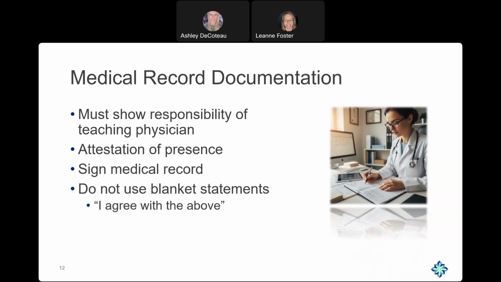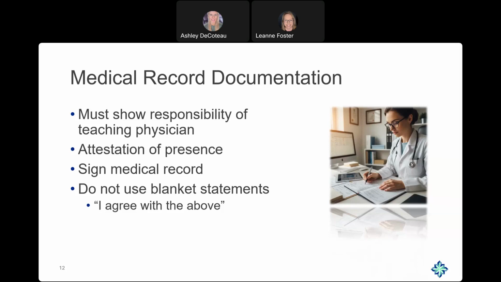Medicare does not have a template for this, so the attestation statement will be specific to what the teaching physician did. I would stay away from statements like, "I agree with the above," because that does not clearly show if they were present and how they were involved in that service. Again, CMS nor the MACs have templates, which allows the flexibility for physicians to indicate specifically what their involvement was in each scenario.